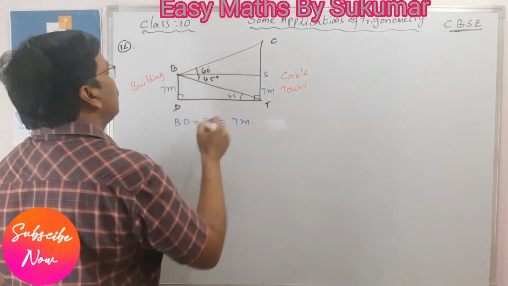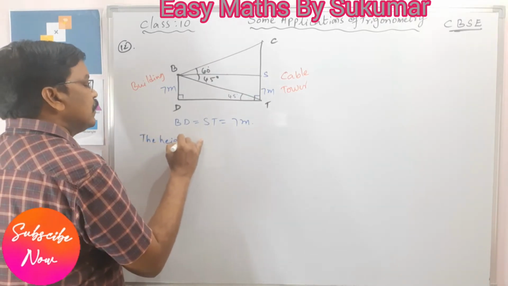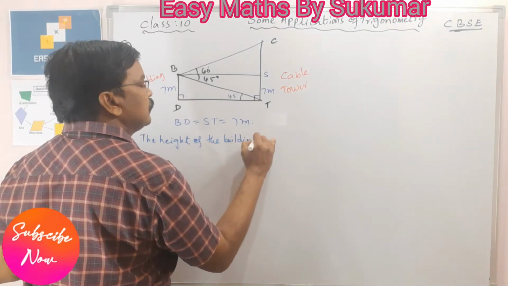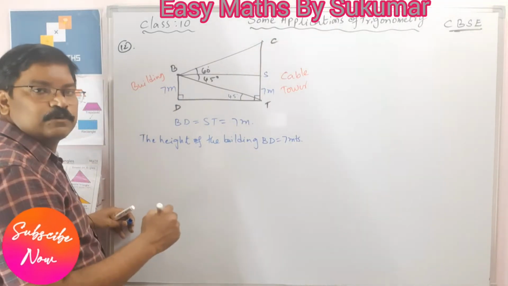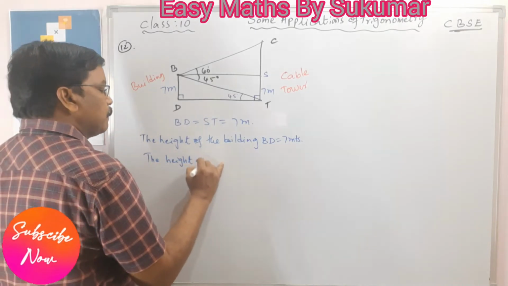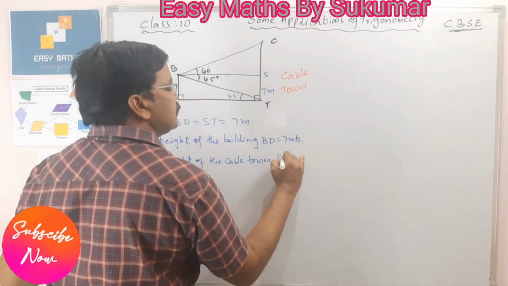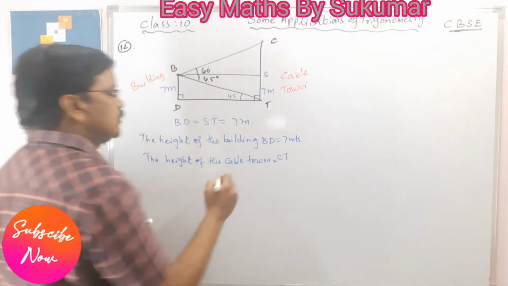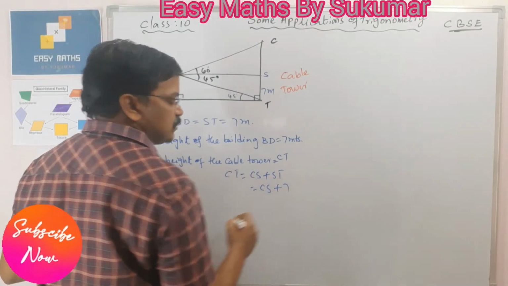So, my dear students, here let me write that BD is the height of the building. BD is equal to 7 meters. What about this cable tower? The height of the cable tower, CT. Height of the cable tower is CT. Okay. That CT is equal to what? CS plus ST. That is CS plus 7 meters.